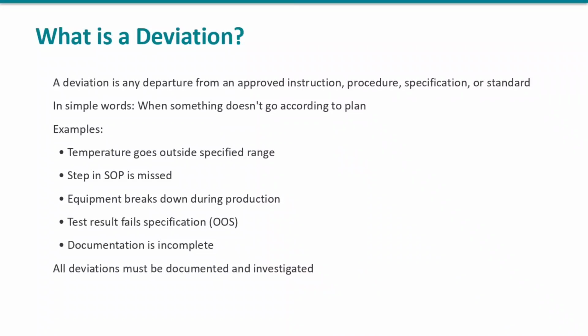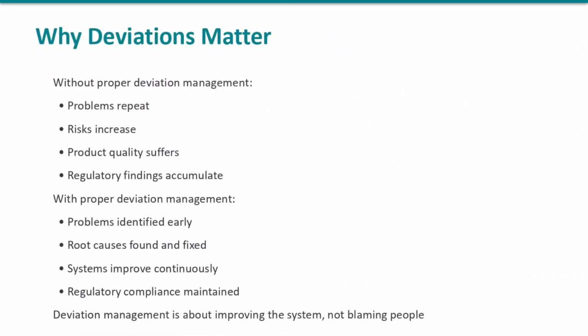Deviations can be big or small, critical or minor. But all deviations must be documented and investigated. Deviations indicate that something unexpected happened. Without proper deviation management, problems repeat, risks increase, product quality suffers, and regulatory findings accumulate. With proper deviation management, problems are identified early, root causes are found and fixed, systems improve continuously, and regulatory compliance is maintained. Deviation management is not about blaming people. It's about improving the system.